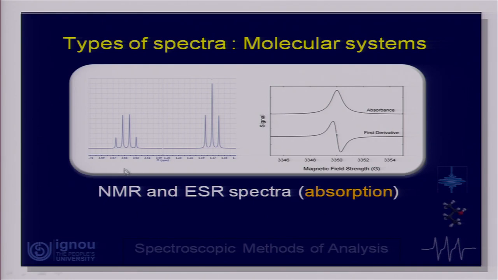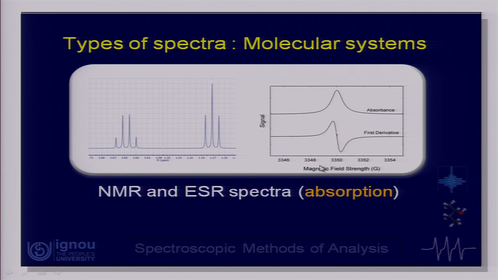Look at this. These are NMR and ESR spectra. This is a typical NMR spectrum. I'm showing a very simplified version of that. Here again, we find that the spectrum is a band kind of spectrum. And this is the ESR spectrum, electron spin resonance spectroscopy. Herein, I get a spectrum which is broad like this. Typically, this is taken as a derivative spectrum. We'll talk more about it at a later stage.